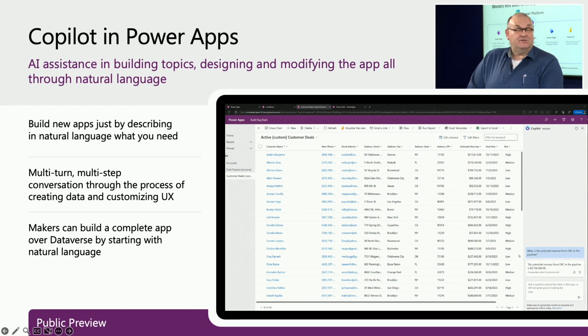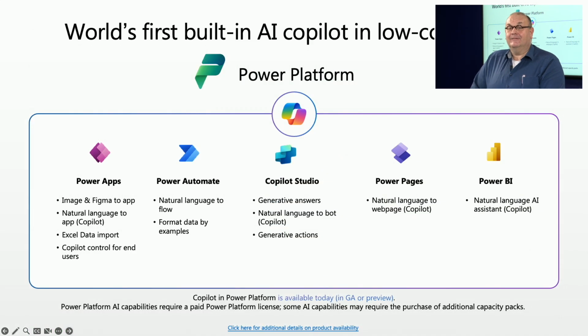And I think, Bas, you're going to show this one as well, eh? For sure, at the end. Yeah. Okay. And with that one, and with all due respect, what we're going to show you is to create an image into an app, natural language into an app. We're going to do the Excel to create an app, and then do Copilot for end users. That's the scope for today.